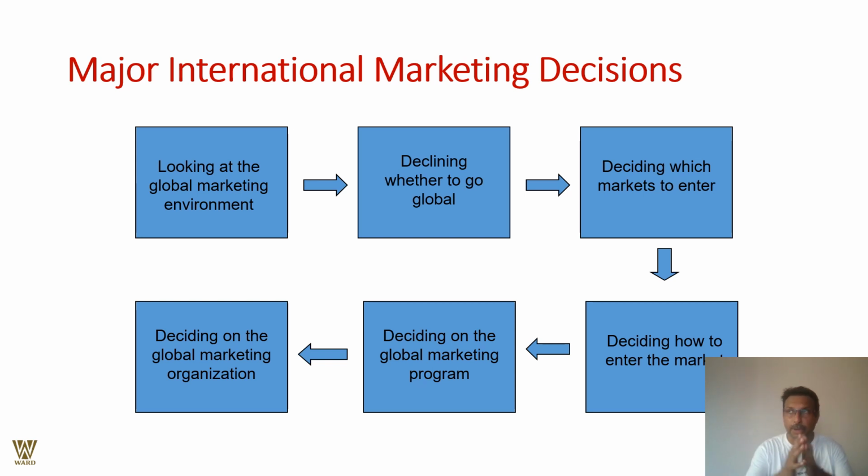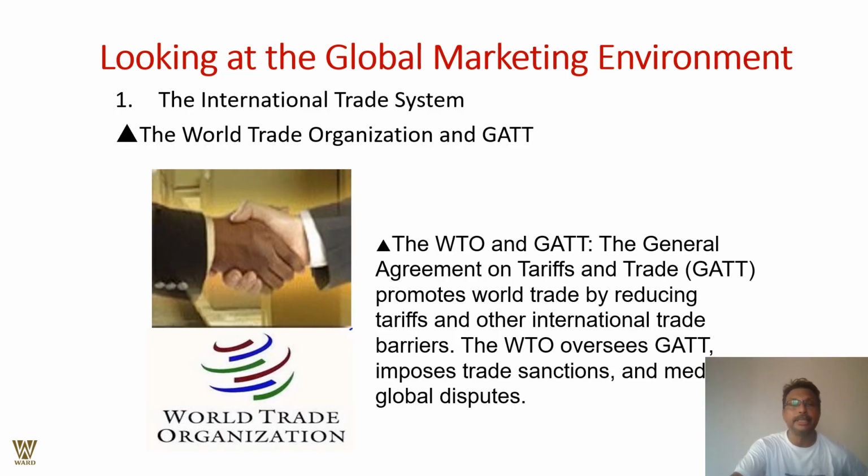What are we looking into? We need to understand where we are positioned. Is the market saturated within our home countries, or declining? Whether to go global or not? In case it is saturated, in case it is not increasing, let's go global. Deciding which markets to enter, then the potential market needs to be identified. Deciding how to enter, as in what methodology: is it a joint venture, a trade agreement, just an export, or setting up a new entity out there? Deciding on the global marketing program, thereby we decide to become a global marketing organization.